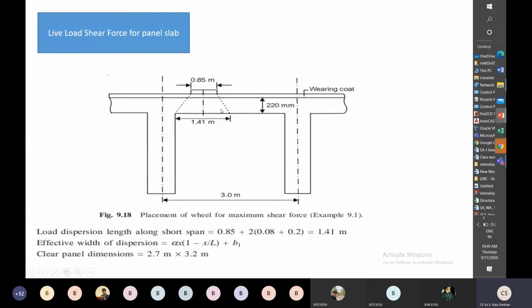So if I calculate the load length of dispersion here, the formula is this. Let us suppose this is small b or small w plus 2d, you are going to get this value. Now we calculate the load length of dispersion, and we are getting 1.41 meters.